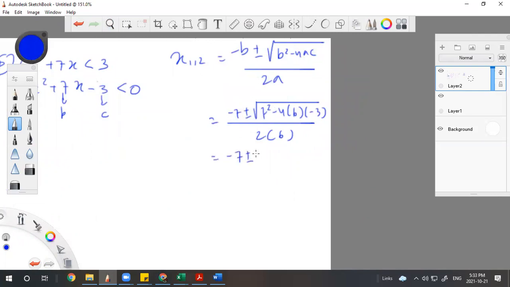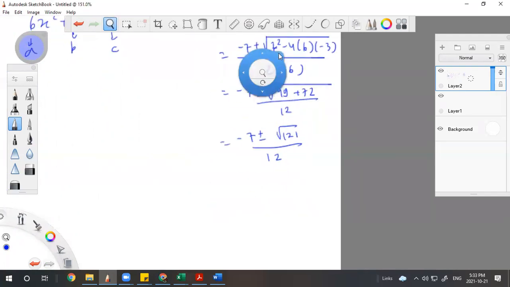-7 plus minus the square root of 49, 7 squared is 49, plus 24 plus 72, over 12. So -7 plus minus the square root of 121. Oh okay, it's quite simple. 121 has a perfect root, the square root of 121 is 11. So -7 plus minus 11 over 12.